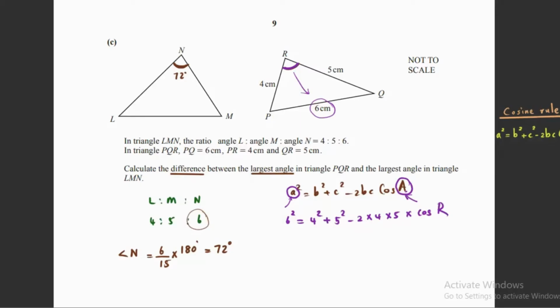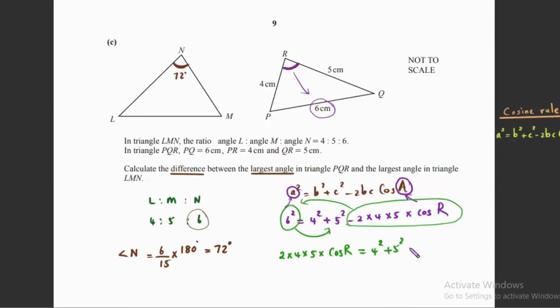So we need to find what this R is. I'm going to rearrange this equation to isolate R. I'm going to take this negative term that I have here to this side and this 6 squared to the other side. So it becomes 2 times 4 times 5 times cos R, which is equal to 4 squared plus 5 squared, and the 6 squared comes to the other side.